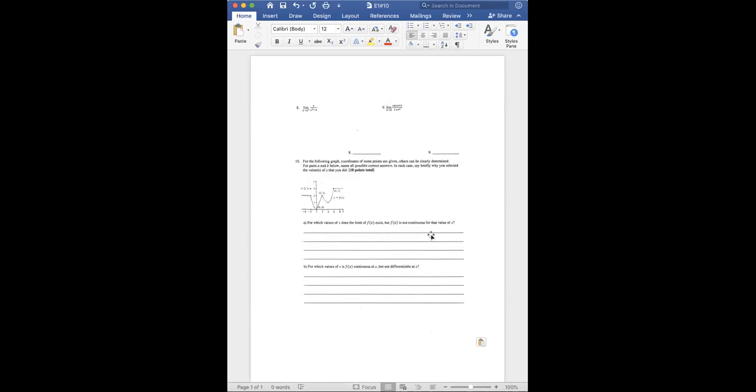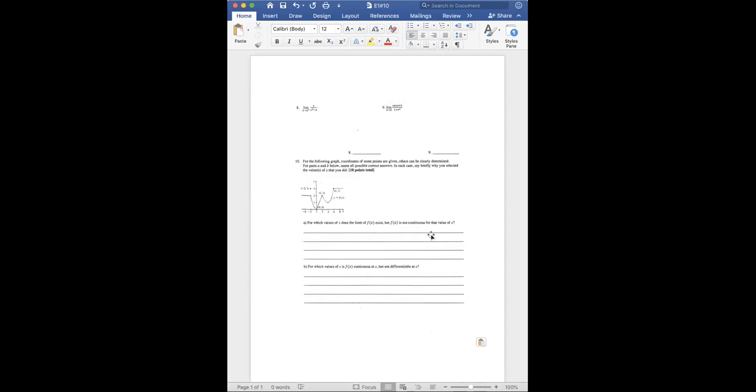The limit of f of x exists, but f of x is not continuous for that value of x. So stop and think. Here's where there's a difference between limit and continuous. To be continuous, what has to happen? It's got to be that you don't lift your pencil. If you have to lift your pencil anywhere, if one pixel's missing, then it's not continuous at that point.